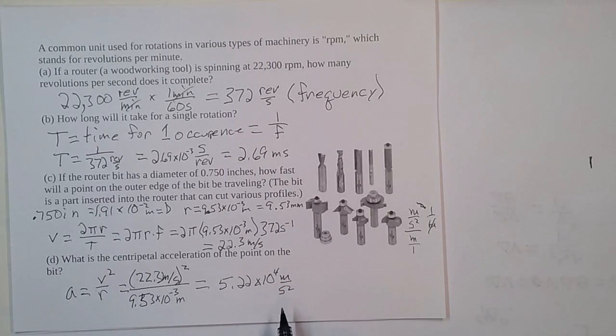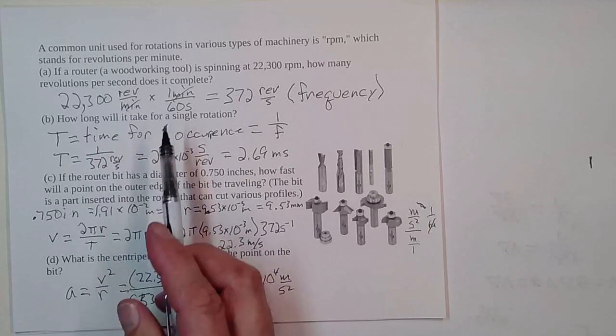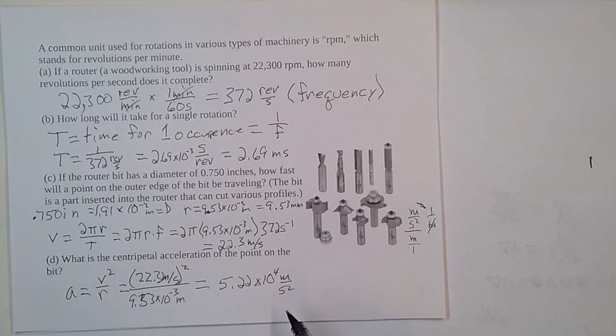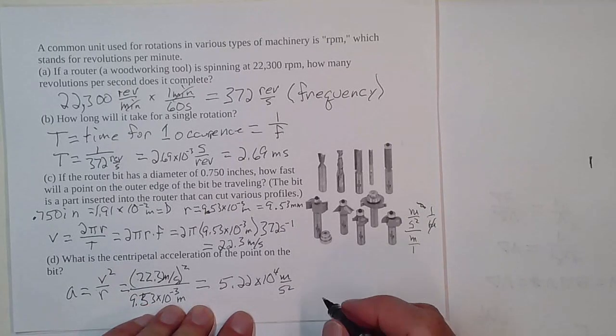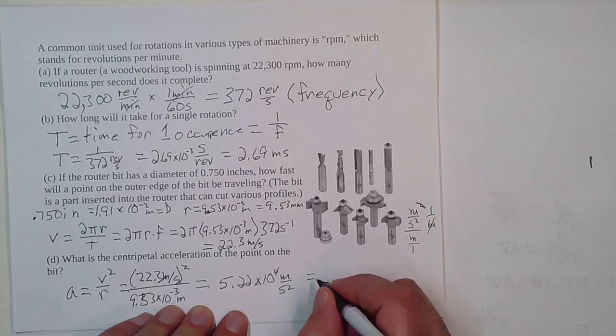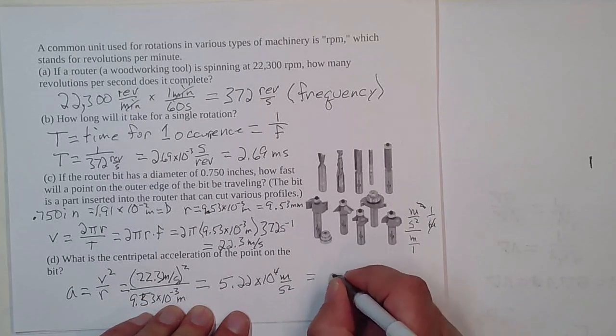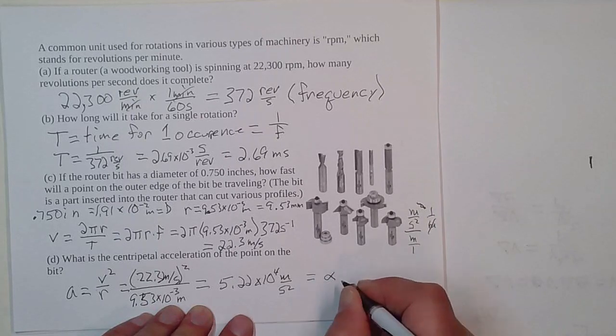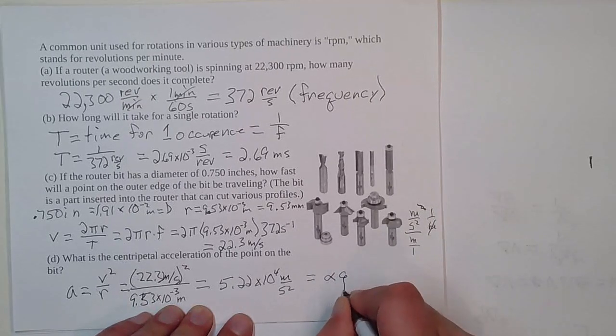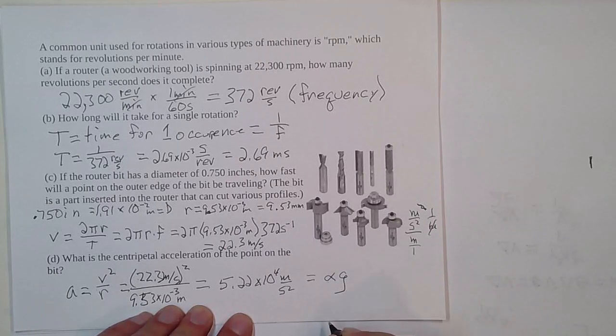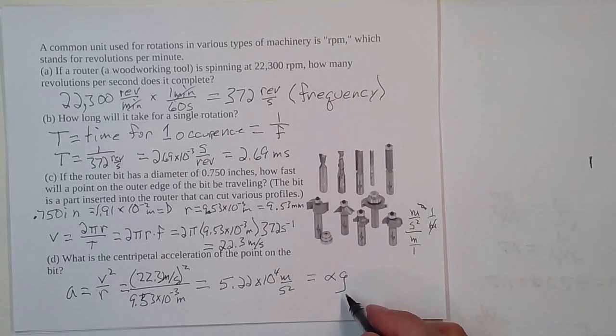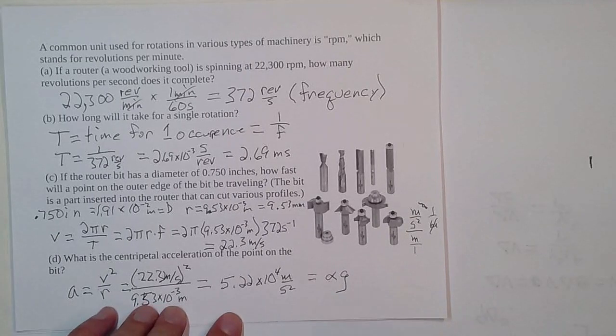A way that we often express accelerations, not for woodworking bits, people don't care about that. They just care about the RPM and the diameter and things like that. But a way it's sometimes expressed is the number of G's. I'm just going to use a Greek letter here as a multiplier. It's equal to alpha times g, where that's the acceleration due to gravity. And this would just be figuring out how many times the acceleration due to gravity it is.